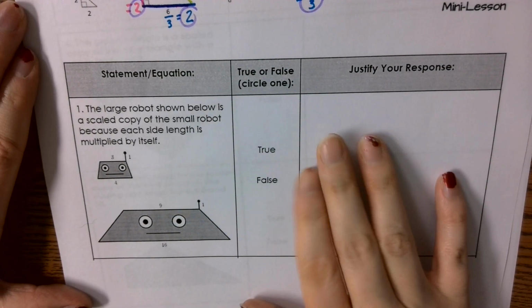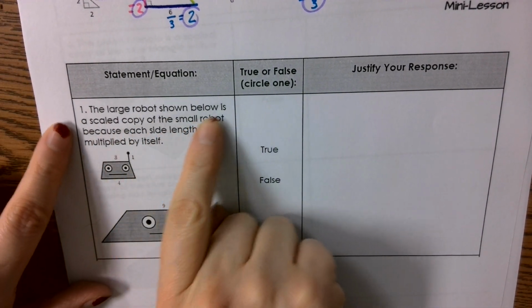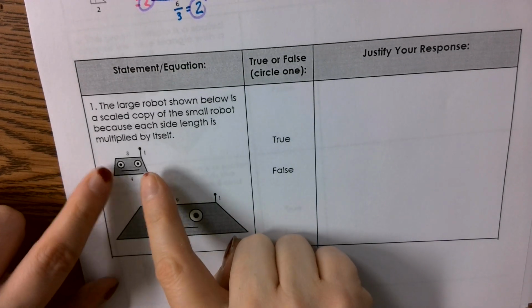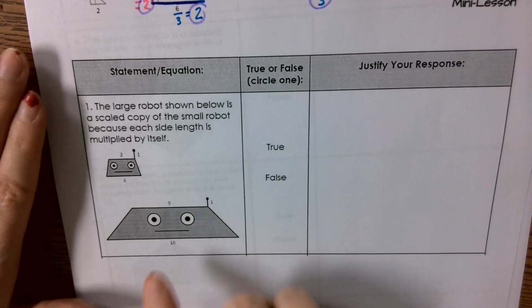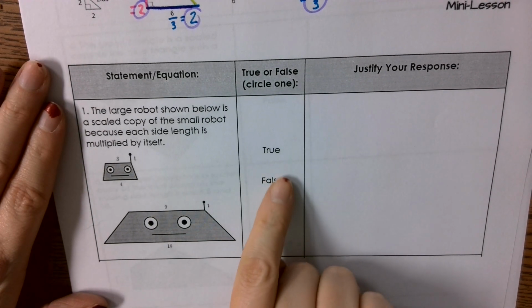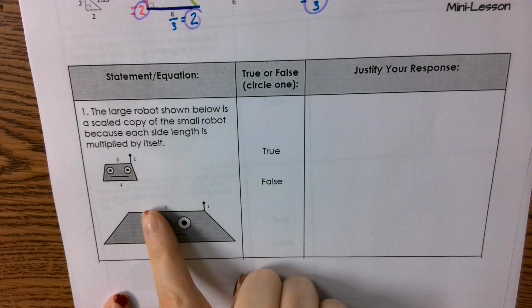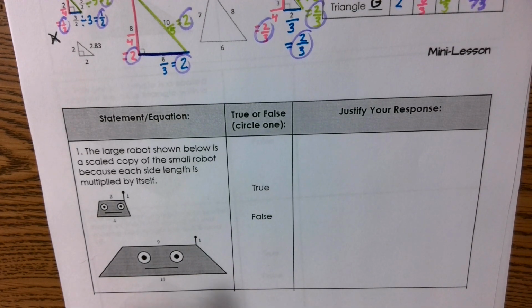All right, let's take a look. Problem number 1. For problem number 1, it says the large robot shown below, the large one, is a scaled copy of the small one because each side length is multiplied by itself. So they're saying that that's what makes it a scaled copy. Is that true or false? False. Why is it false? Scaled copies are scaled copies because it's multiplied by the same scale factor, not multiplied by itself. That's the issue. So let's take a look at what I'm talking about.